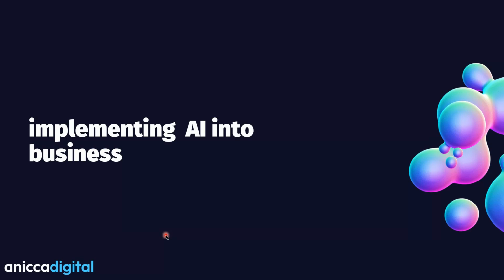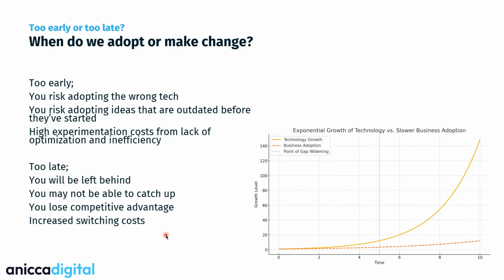When it comes to implementing AI into business, we need to be aware of this concept of being too early or too late. And the same goes for marketing. I teach digital marketing on our marketing course, and I'm always talking about when we adopt technology. We don't want to be too early, because if we're too early, we might back the wrong horse and adopt the wrong technology, or there's a higher experimentation cost because tools aren't optimized, we're not optimized, and it leads to inefficiencies. And we might adopt something, and then by the time we come to implement it, it's outdated because the technology's moved on so fast.